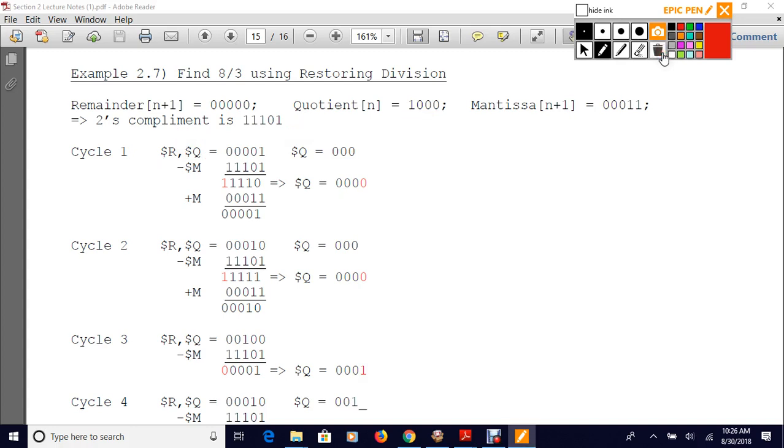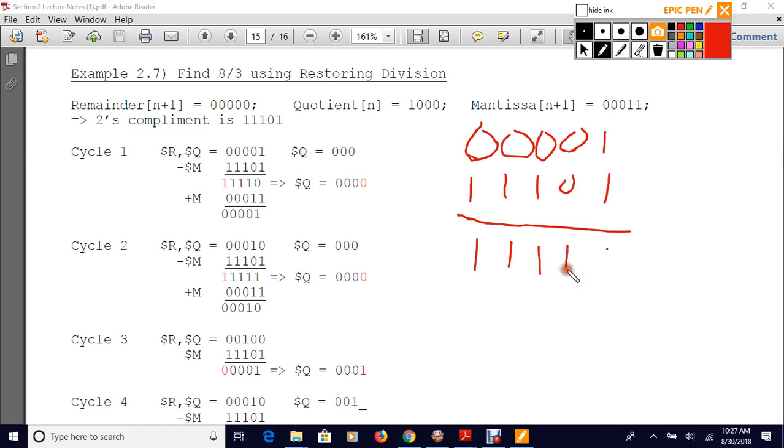Also worth noting that every time you're going to subtract the mantissa, so basically the best thing to do is to just take the 2's complement of that value and add it. So what ends up happening is you get 1, 1, 1, 0, 0, 0, 0, 1, 1, 1, 1, 0, 1. So you're subtracting the mantissa from the remainder, and then you get 1, 1, 1, 1, 0.